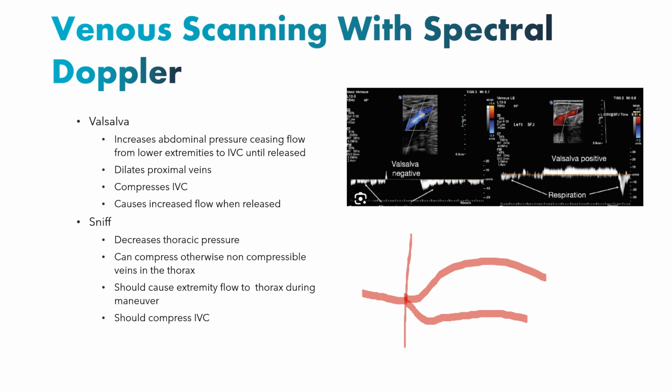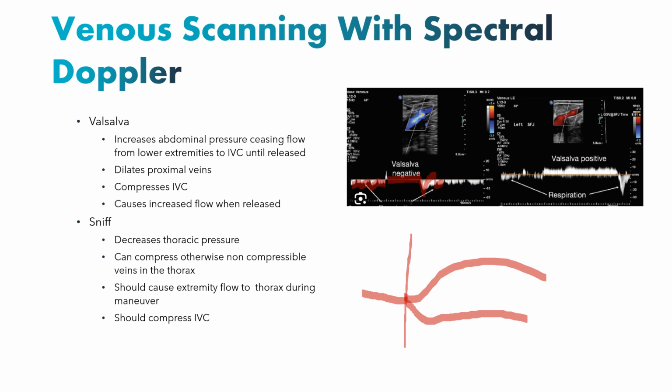So in this particular case, you can see a pretty normal phasicity respiratory pattern. The patient valsalvas, increases that abdominal pressure. It cuts off the blood flow in forward motion until we let them release that valsalva, and then we see a whoosh or a movement forward of that blood flow again. So that would be a negative valsalva. So no blood flow during the valsalva maneuver.